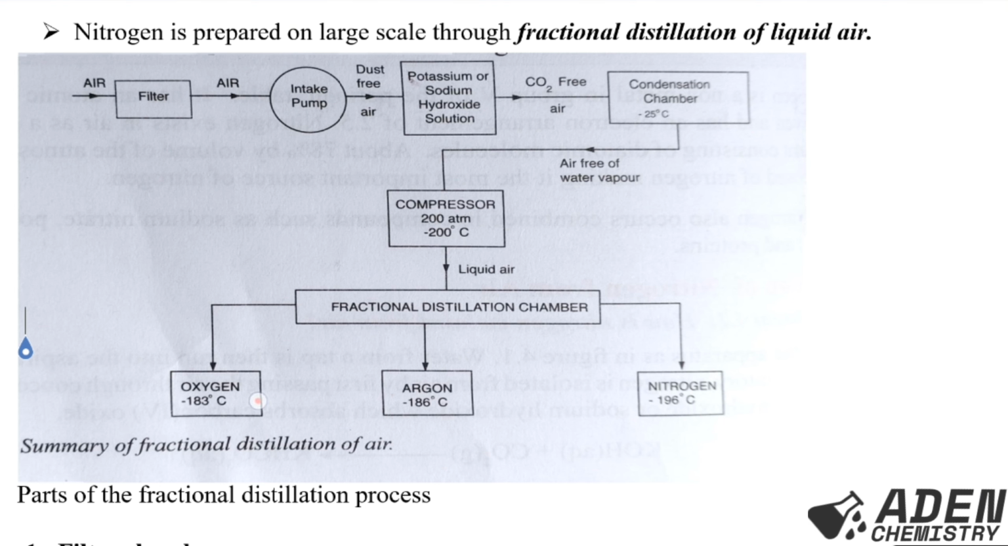The boiling point of oxygen is negative 183 degrees Celsius. The boiling point of argon, a noble gas, is negative 186 degrees Celsius, and the boiling point of nitrogen is negative 196 degrees Celsius. So nitrogen has the lowest boiling point, and it will be distilled off first as the first fraction. So we want to proceed to see the parts of the fractional distillation process.